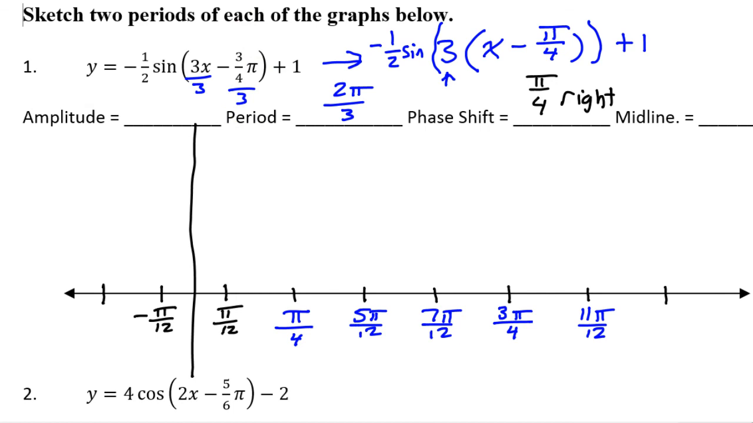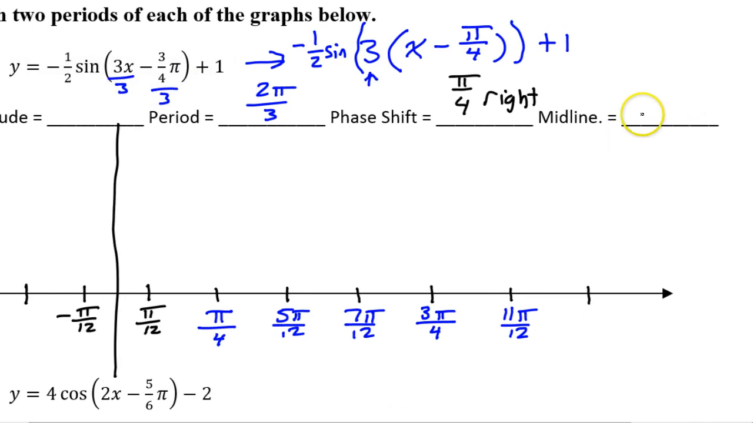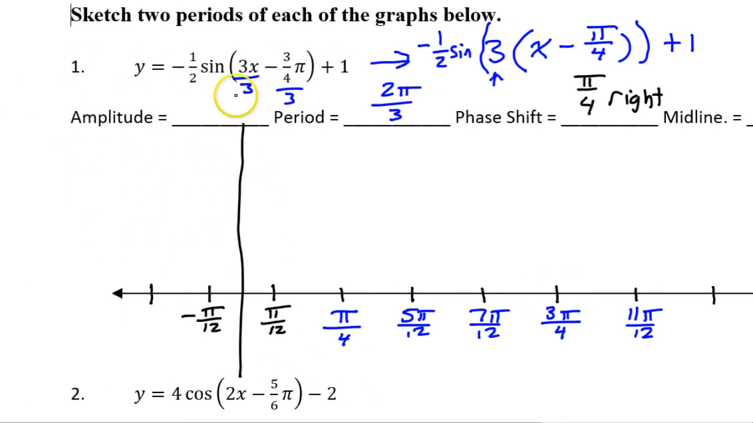Okay, let's go ahead and talk about this shift. The +1 on the end is going to give me a new midline. All right, y equals 1 is going to be my new midline. I'm looking ahead at my amplitude. Can you see that the amplitude is 1/2? All right, because of the a value. Did everyone put positive 1/2? No one put negative 1/2, did they? Amplitude is always positive.